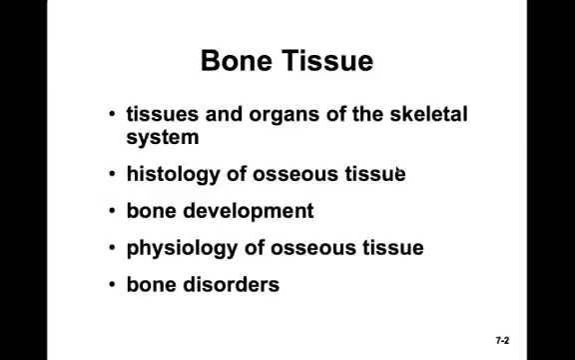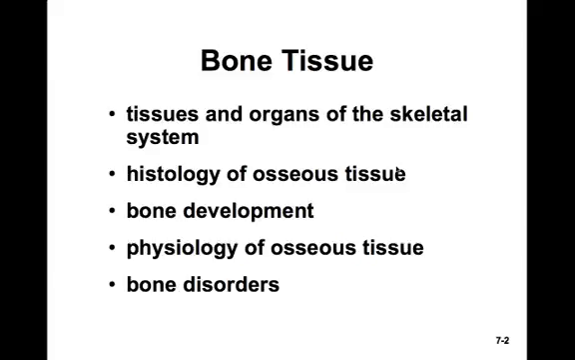Okay, here we are in the chapter on bone tissue. This is the chapter that's mostly about the physiology of bone, and the following chapter will be all about the different bones in the body as well as their features. So in this chapter, we'll look at the tissues and organs of the skeletal system, the histology of osseous tissue in a little bit more detail than we did in our chapter on tissues, how bones develop, the physiology of osseous tissue, how it actually works.